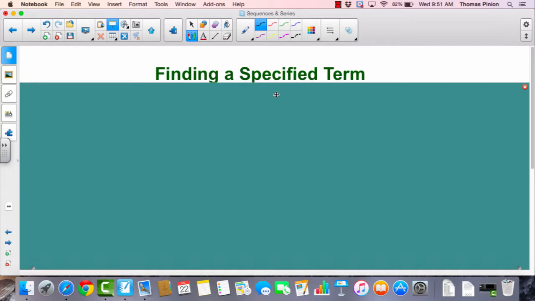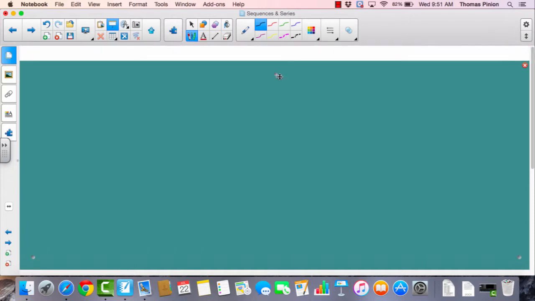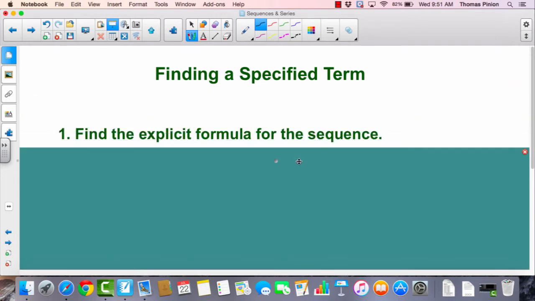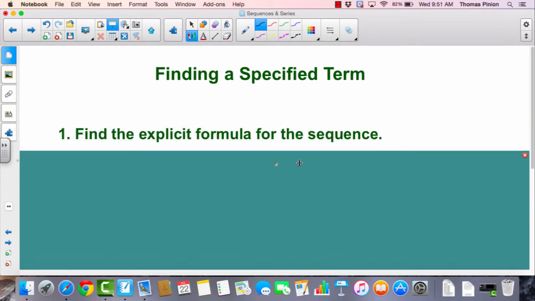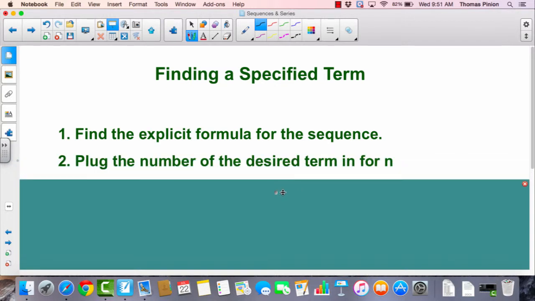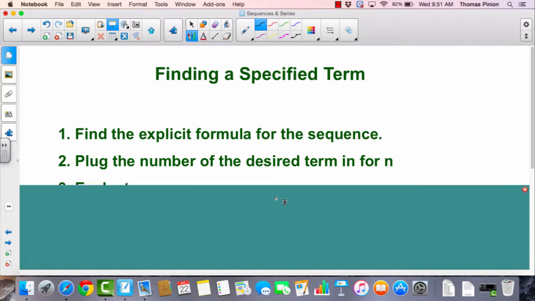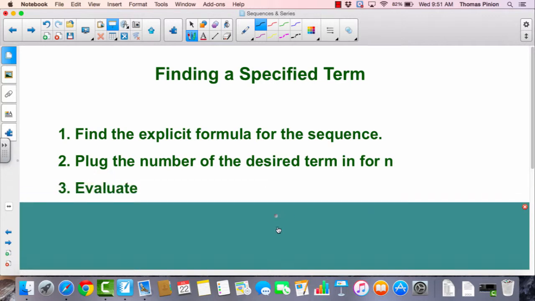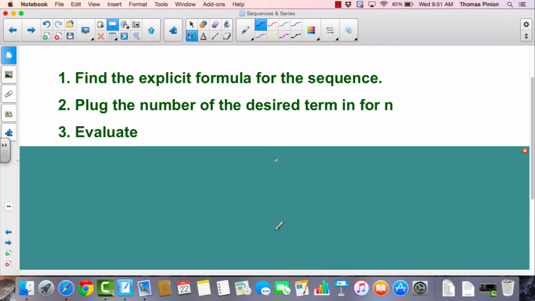Finding the specified term, just like I was telling you about finding that fifth term, we're going to learn how to do it here. We must first find the explicit formula for the sequence, then plug the number of the desired term in for n, and then evaluate. So let's look at an example.